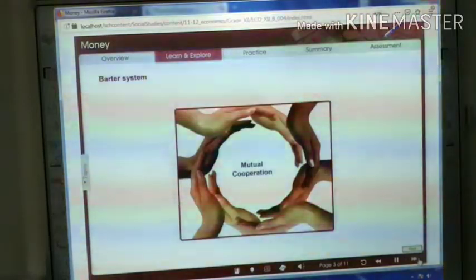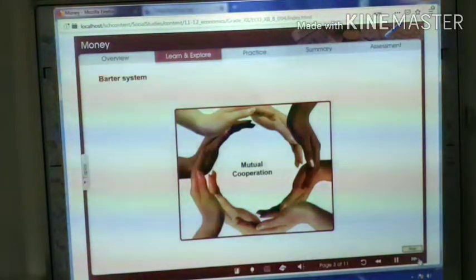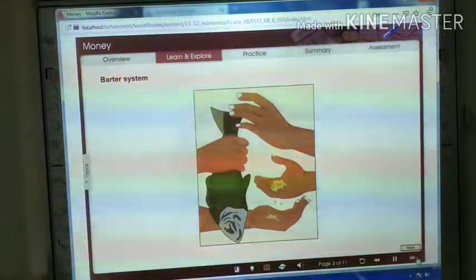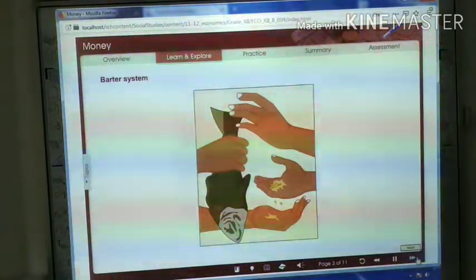No individual can produce everything that he requires on his own. He has to depend on others for different commodities. This system is known as mutual cooperation. This system has been prevalent ever since human life came into existence. In other words, exchange of goods and services is known as the barter system. Barter refers to exchange of goods for goods.